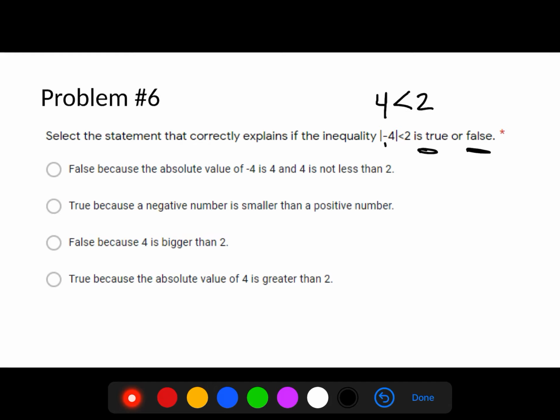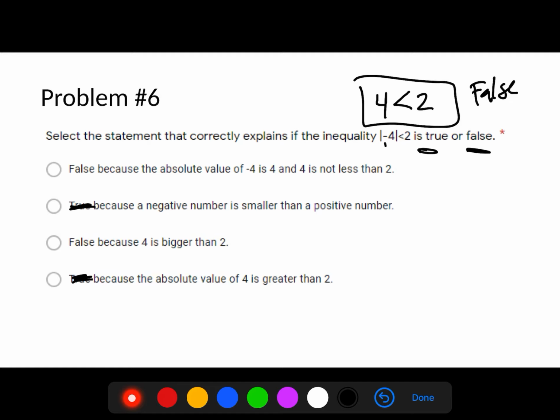So then let's just say if this statement is true or false. Well, by looking at this, you already know that it's false because 4 is not less than 2. So you can eliminate the one that says true, right? Process of elimination is a good strategy. You can eliminate those. So now you're just looking through 2 of these and making sense of them.